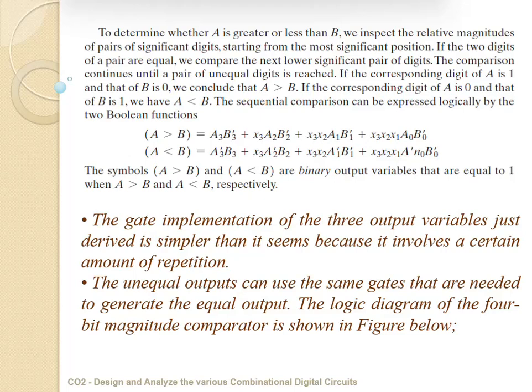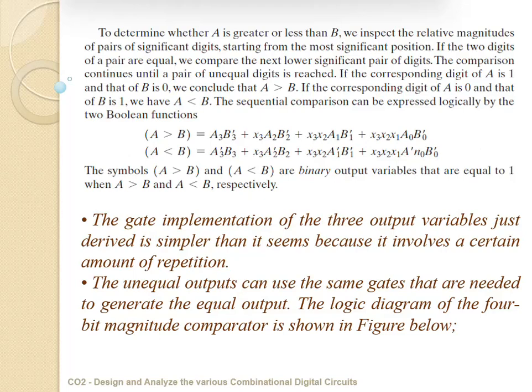Similarly, we can obtain the expression for A less than B. So if A3 is 0 and B3 is 1, it means A is less than B. So A3 dash B3 relates to A less than B. If A3 is equal to B3, then we move on to the next one, A2 B2. So plus x3 A2 dash B2.